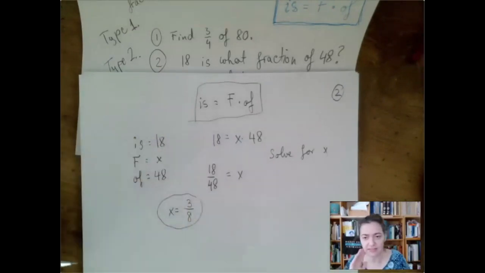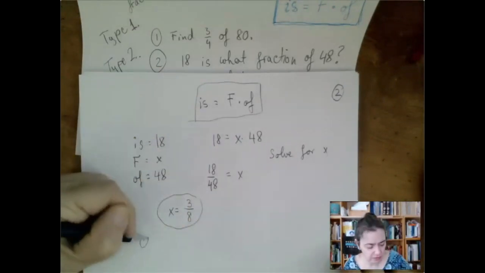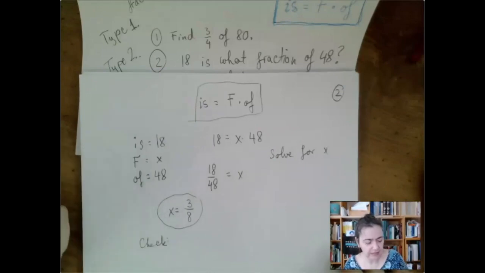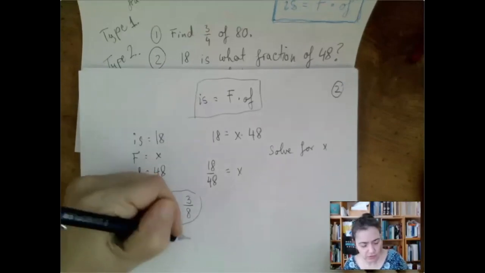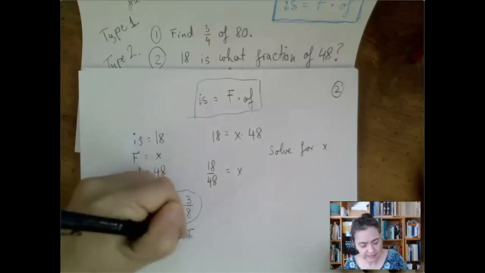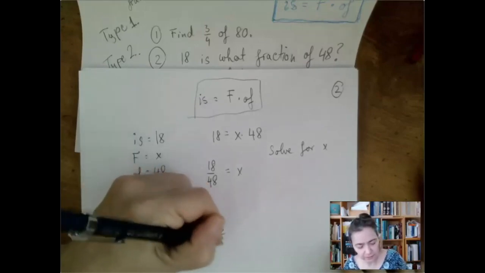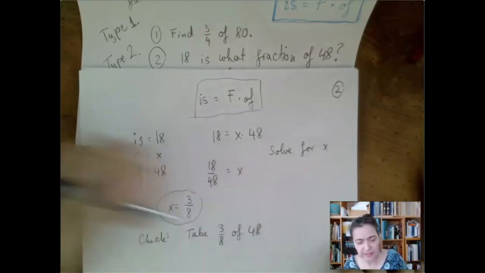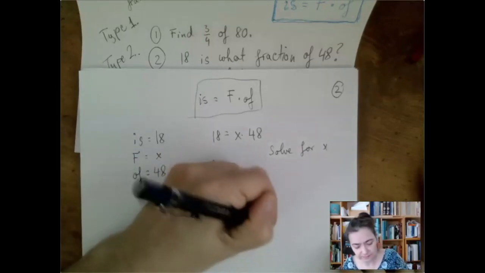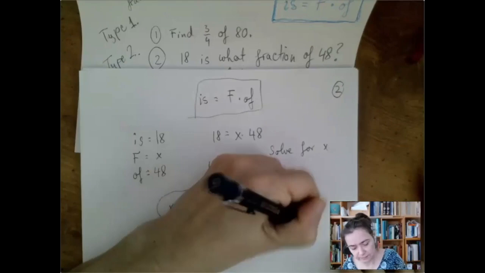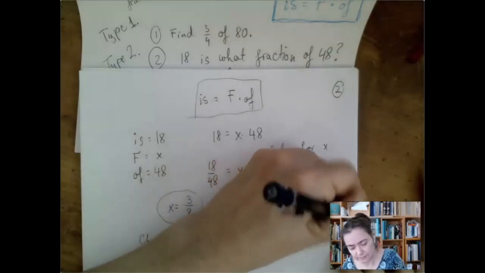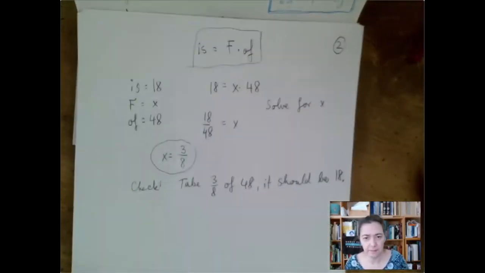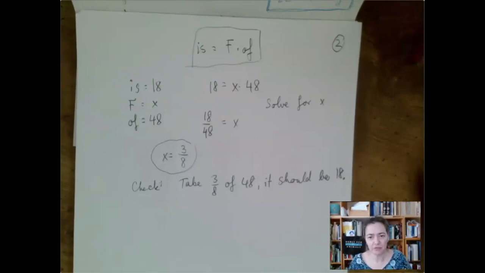And checking is always type 1. So to check, take 3/8 of 48, and it better be 18. Very straightforward. It's just some people make people memorize 3 procedures. I just say 1 formula and you know how to solve equations.